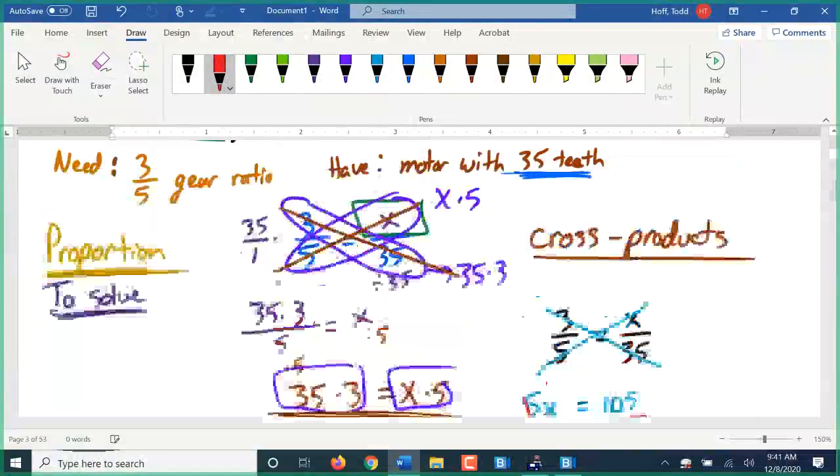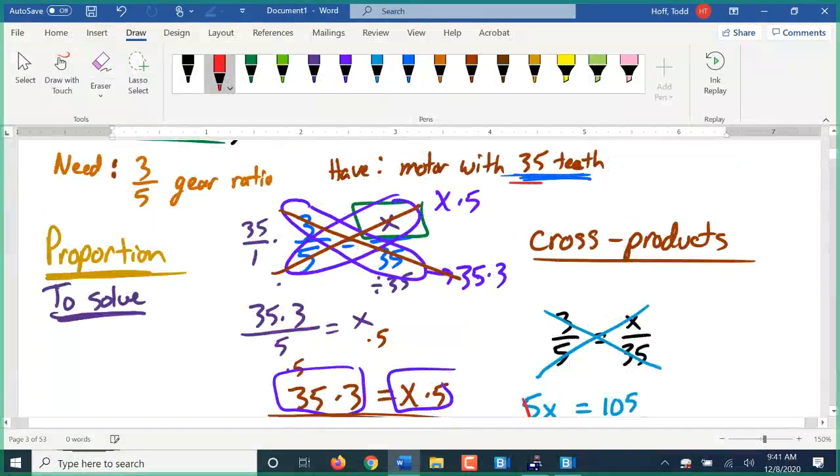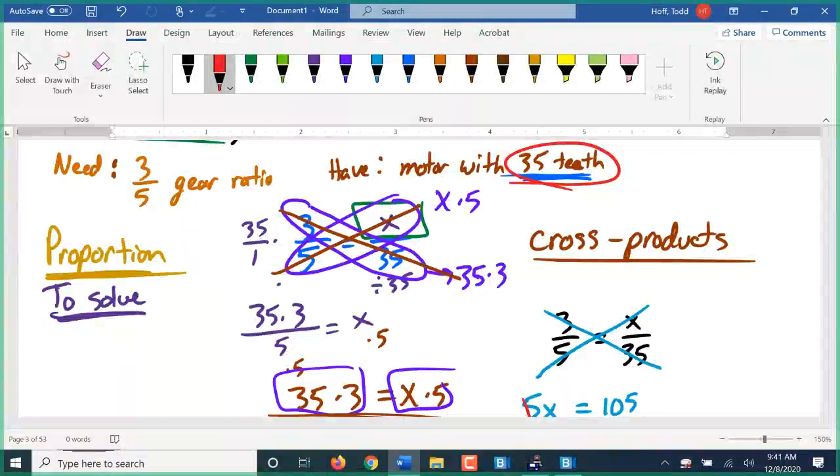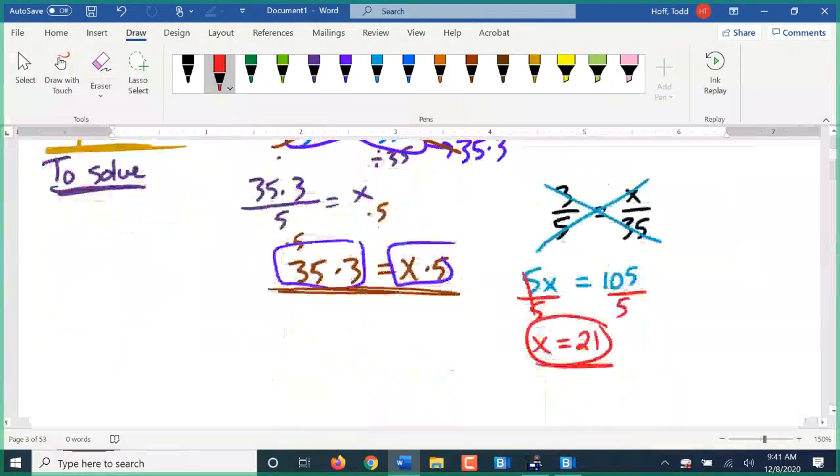So if we had a motor with 35 teeth on a gear already connected to it, and we needed a 3 to 5 gear ratio, we would have to mesh that 35 tooth gear on the motor with a gear that has 21 teeth in order to maintain that gear ratio.